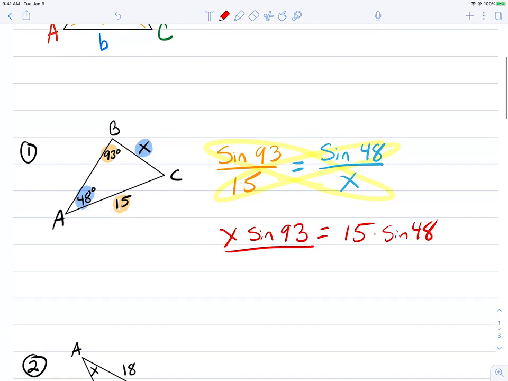And I'm going to divide both sides by the sine of 93. So what you're going to do in your calculator is you're going to figure out the sine of 48, you're going to multiply it by 15, and then you're going to divide it by the sine of 93. And when you do that, you should get about 11.2. But I do want you to try that to make sure that you get 11.2.